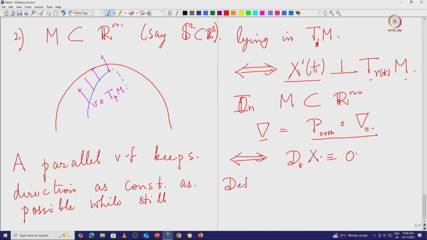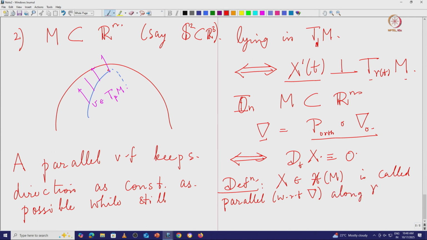So here's a definition. X is called parallel, of course with respect to the connection nabla, along this curve gamma if the covariant derivative along the curve, D_t of X, is identically 0.